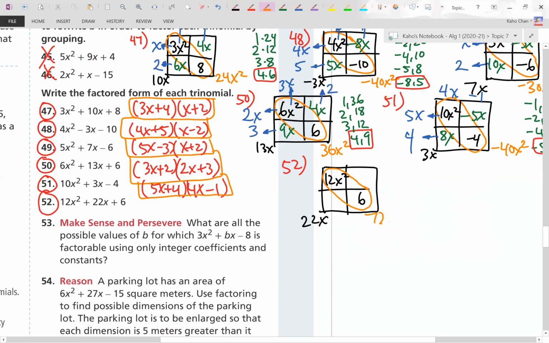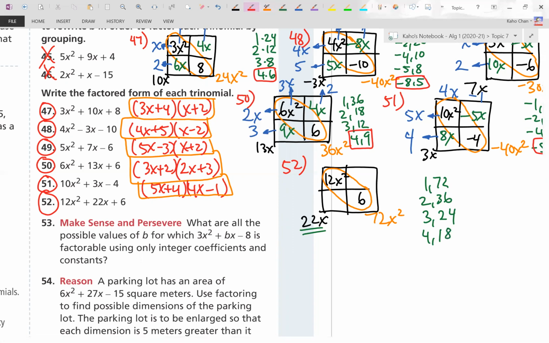I got 72x squared. That's a menacing number. Let's break that down. We're trying to get 22, by the way. 1 and 72, 2 and 36. Does 3 go into there? 24 times. It does. 4 goes into there too. 1, 4, 3, 2, 18. Oh, there it is. Yay. Got lucky there. Great. Put that in the box.